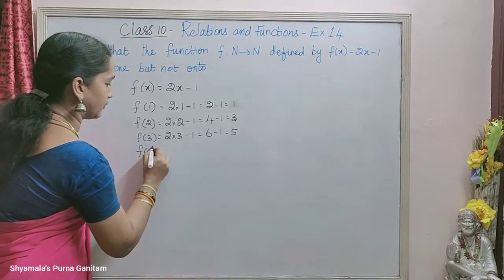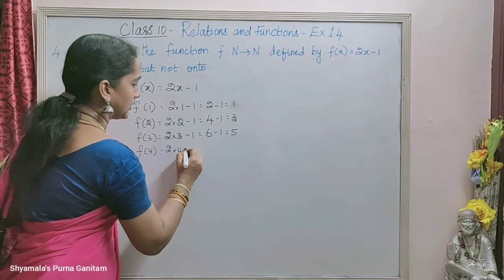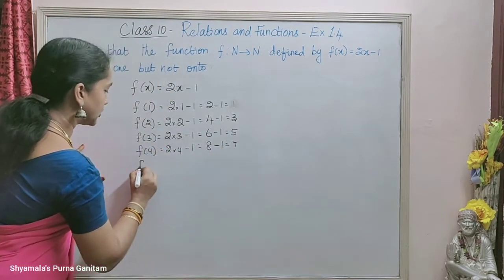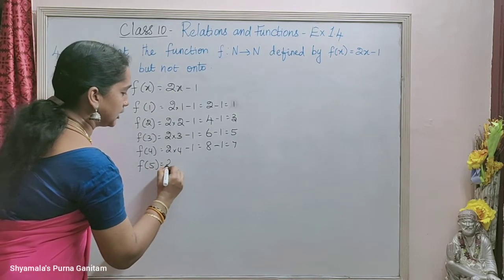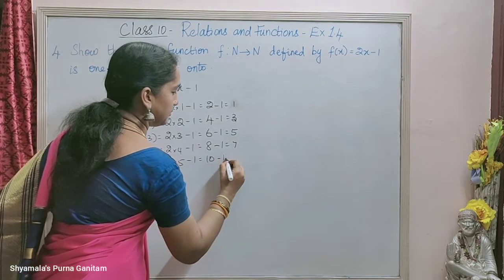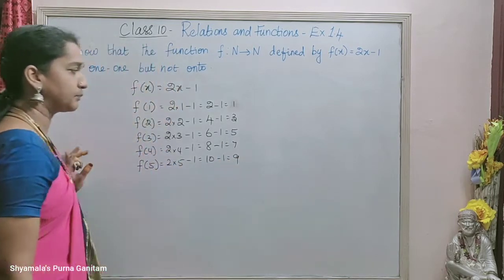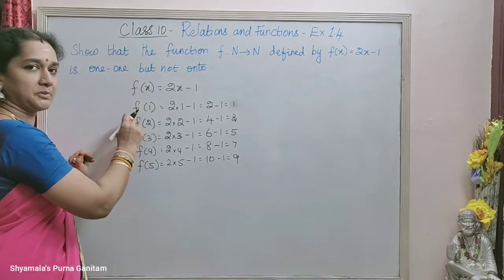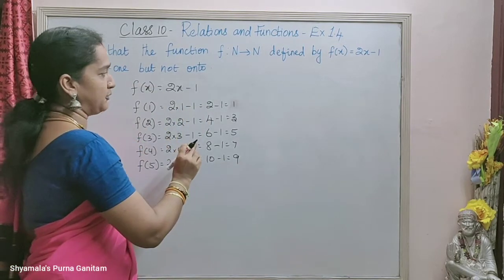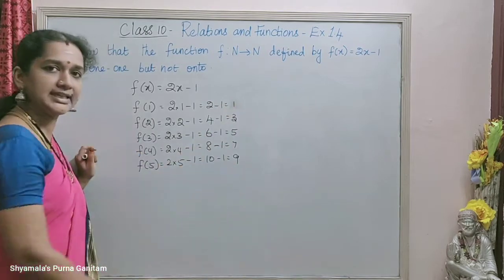Then f of 4. So 2 into 4 minus 1. So 2 4s are 8 minus 1 is 7. So f of 5 is 2 into 5 minus 1, which is equal to 10 minus 1, that is 9. So through this function, if we substitute the values in the given defined function, we are getting these values.